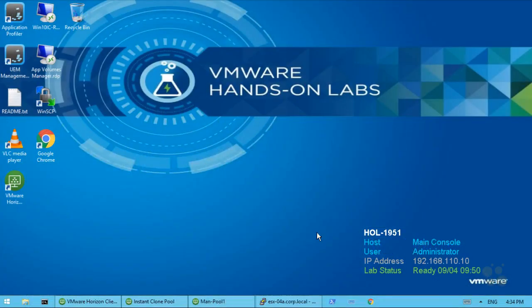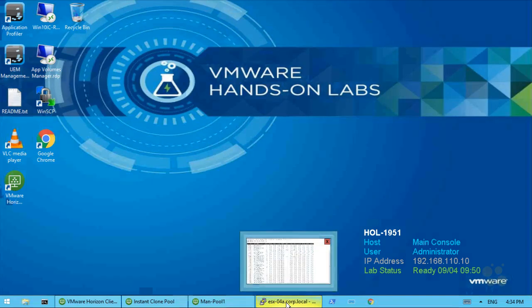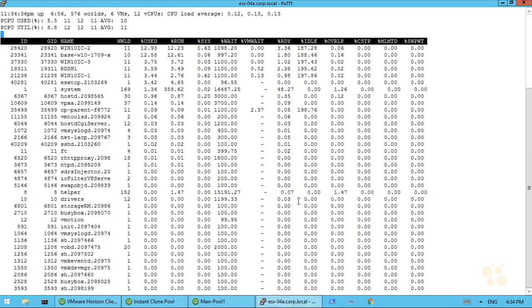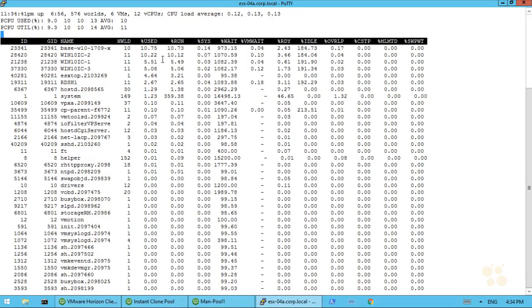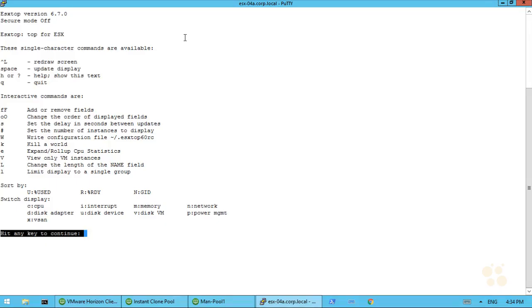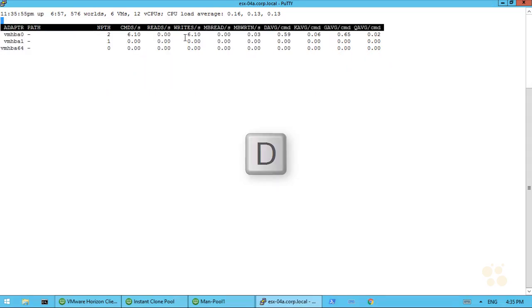Here in the VMware Hands-On Labs HOL 1951, we're going to secure shell using PuTTY to ESX-04A, and we've already typed ESXTOP at the command line. And by default, we're looking at the CPU utilizations, but if we want to jump to looking at disk properties, we certainly can. D to look at disks themselves. There's our list of disks on the left-hand side.